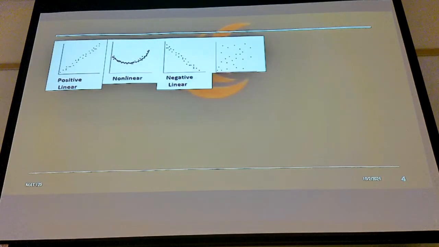What are we saying? What's this one right here? The one that's not labeled. That's what I'm asking. What is it? What kind of relationship do you think? There's no discernible relationship.